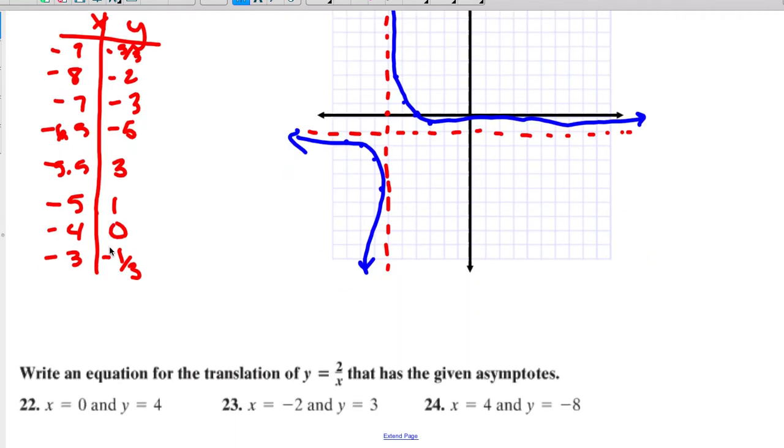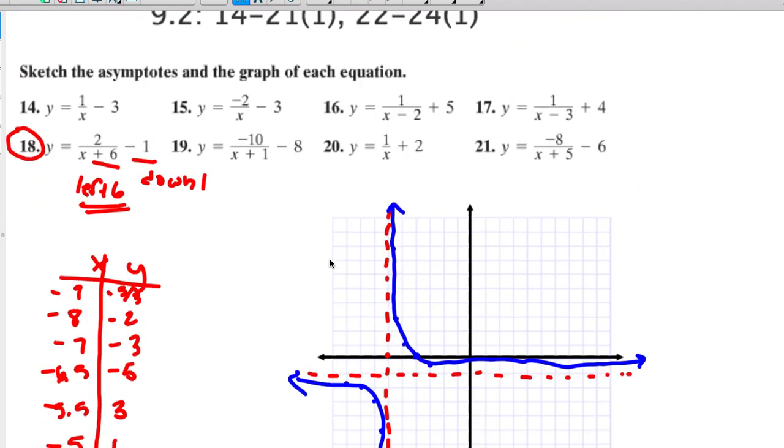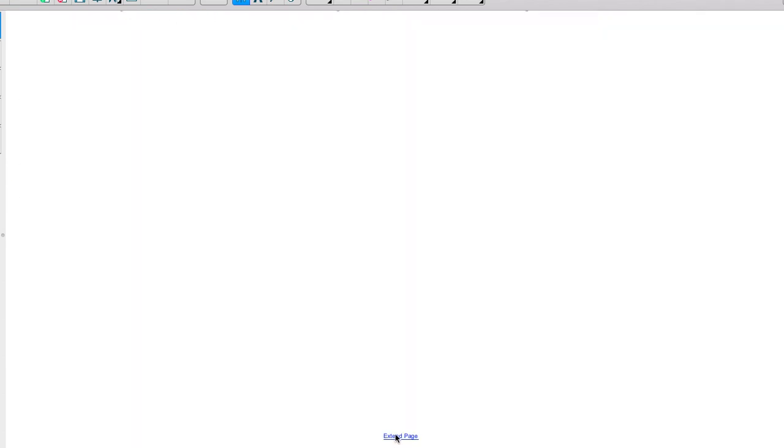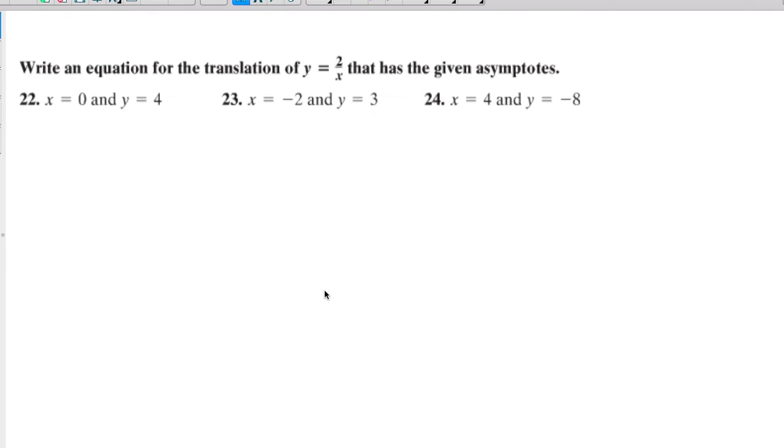Put those in your t-chart, plug them in, evaluate it, plot your points. Okay. All right. Now there is one from the write an equation for the translation of y equals 2 over x that has the given asymptotes. Okay, so remember we have y equals a over x minus h plus k, where the x coordinate is your h, the y coordinate is your k. So we're going to go ahead and do, let's do 23.